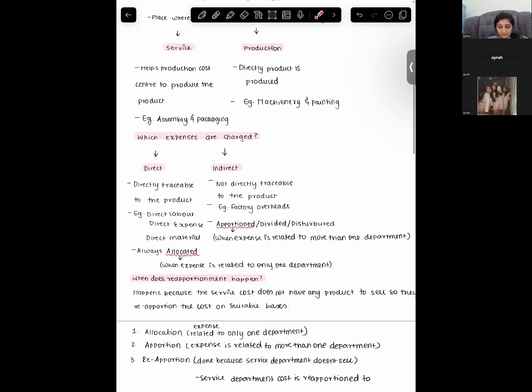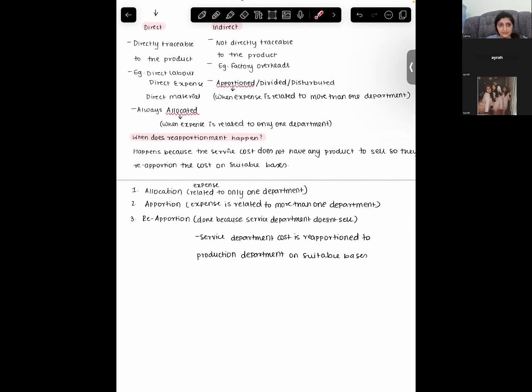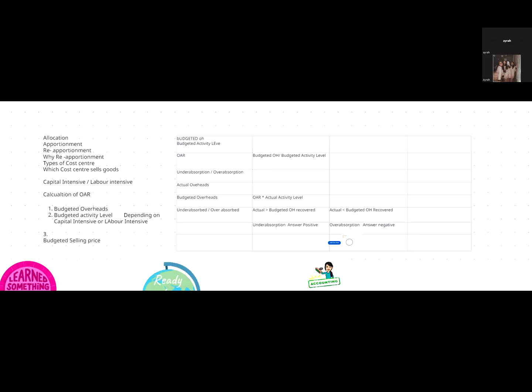Then there's OAR, which you have to calculate. What do you understand by capital intensive and labor intensive? Capital intensive is when the business works more with machinery compared to labor, and labor intensive is when there's a higher proportion of labor compared to machinery. What is the benefit of capital intensive? There'll be no sick leaves because machinery can work up to 24 hours, and it is more efficient.